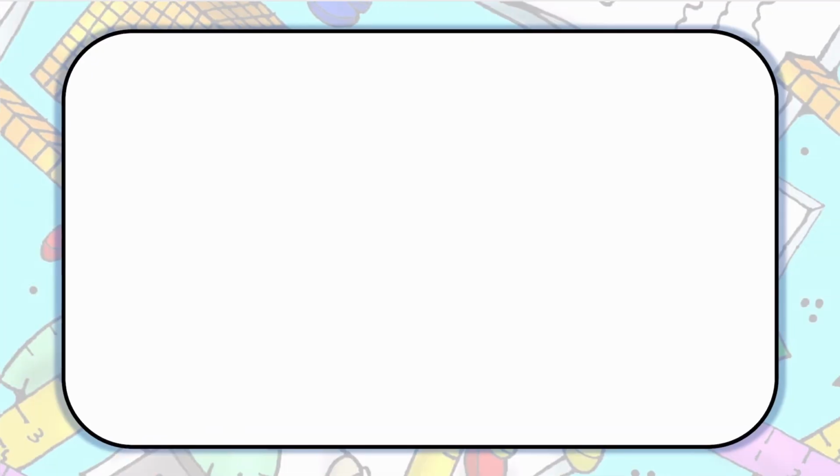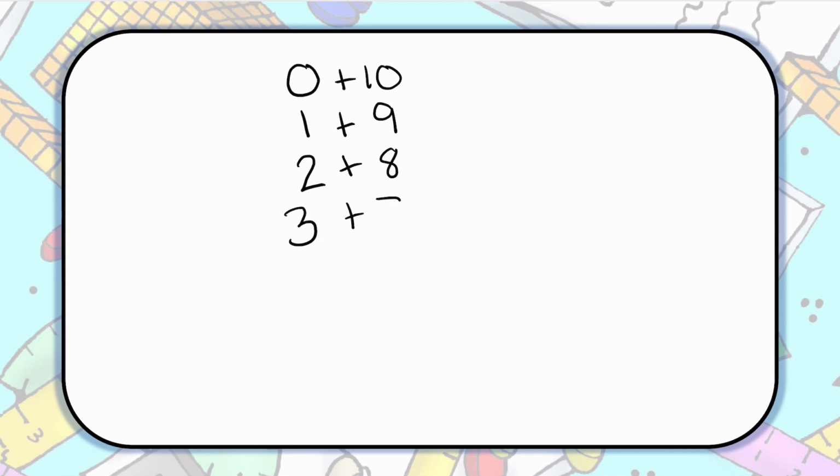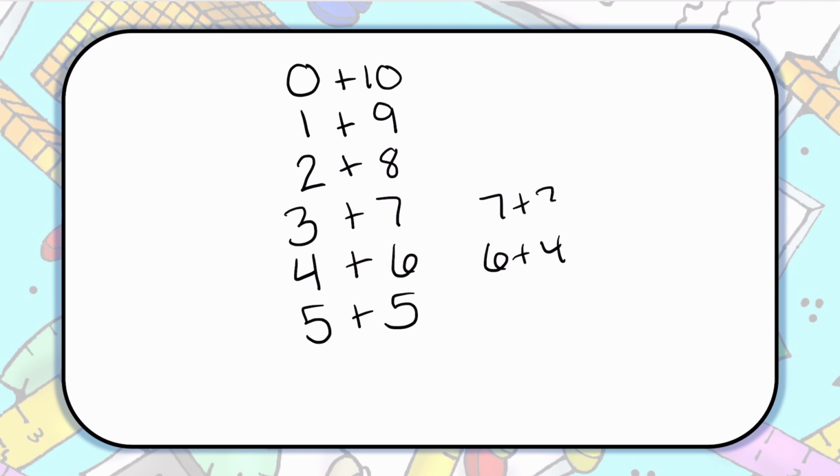So what I mean by that is thinking of all those different combinations of 10, such as 0 and 10, 1 and 9, 2 and 8, 3 and 7, 4 and 6, 5 and 5. And then we can just reverse the facts, right? Then it would be 6 and 4, 7 and 3, 8 and 2, 9 and 1, 10 and 0. So we can use that information to help us.